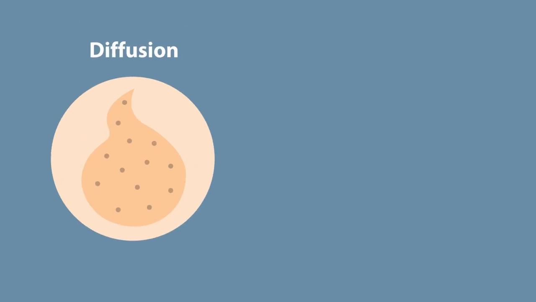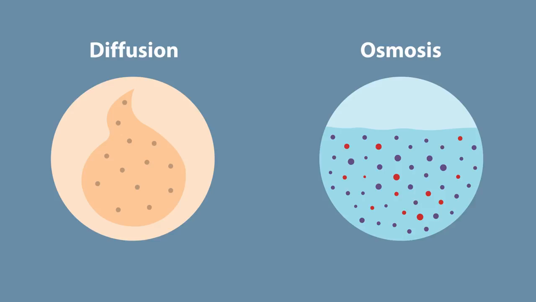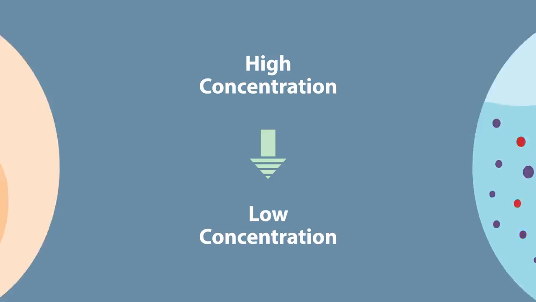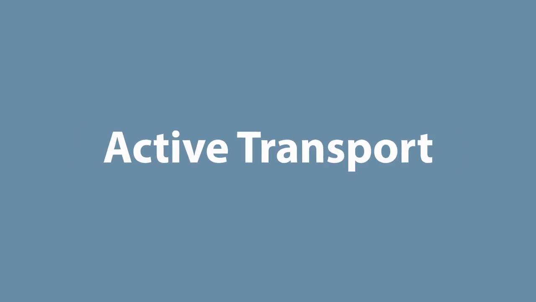In the first part of this video, we looked at diffusion for the movement of gases and osmosis for the movement of water. They were things that could easily move from a high concentration to a low concentration. That makes sense. So what is active transport for? Well, the clue is in the name, active.